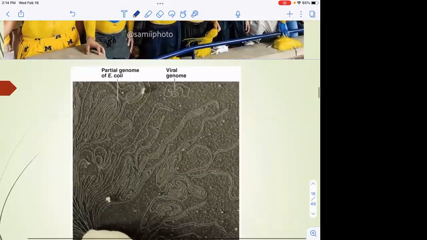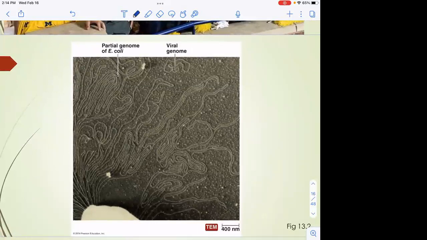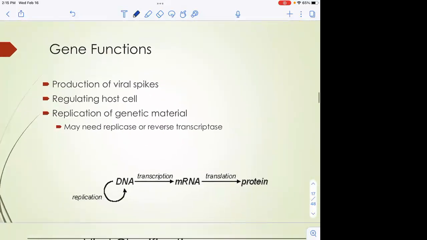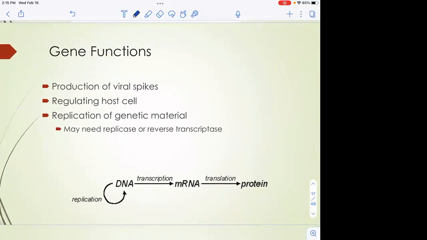We have ways to break open cells and to visualize the DNA. So here's a partial genome of E. coli, and this little bit right here is some bacteriophage that has infected E. coli. So really just a very small number of kinds of genes that a virus needs to bring with it. So the question is, what kind of information do they need to bring with them in order to be successful at reproducing? Well, here's just some examples.